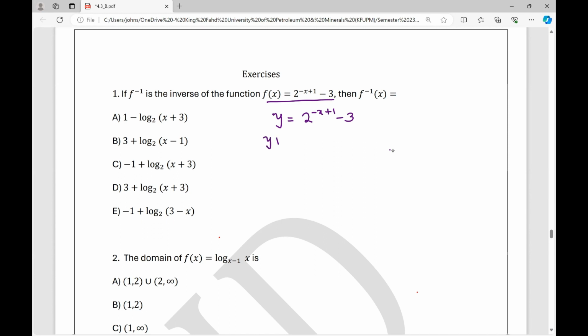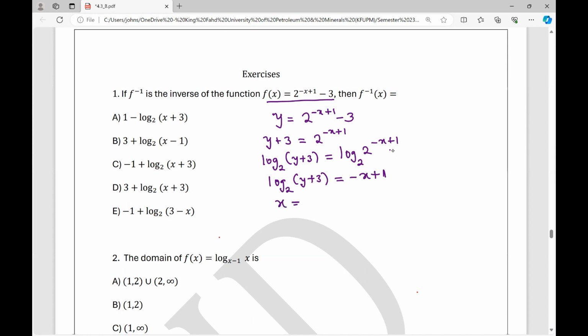So this will be y plus 3 is 2 to the power minus x plus 1. And then we can take the logarithm of both sides. So you can take log to base 2 of both sides. We will have this. And here, if you take log to base 2 of both sides, the 2 will go. So we will have actually log to base 2 of 2 to the power minus x plus 1. But this log 2 of 2 is 1. So we just have log base 2 of y plus 3 is equal to minus x plus 1.